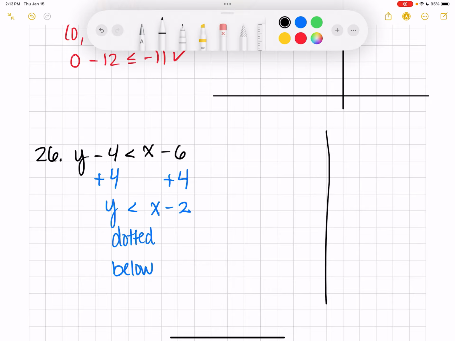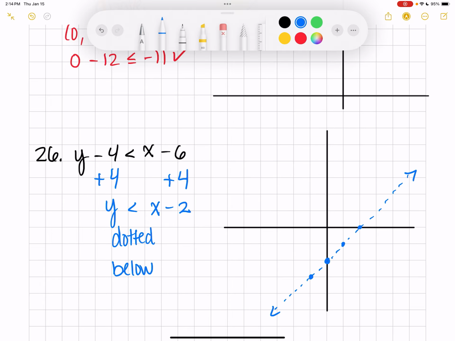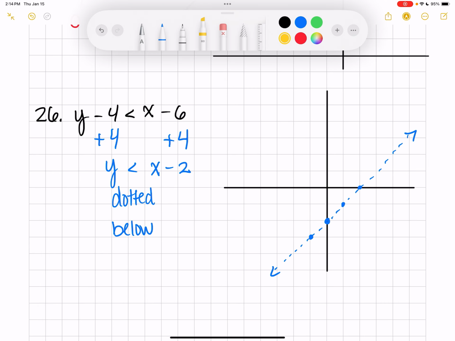Set up my graph. Alright, this y-intercept is negative 2. That means it's down here. Slope of 1, up 1, right 1. Or I could go down 1, back 1. Now, this is dotted, so you do not connect the lines. You quite literally dot the line like that. Shade below. Do we have to do a highlighter with this? No, you can use a pencil. But if you want to color, you can.